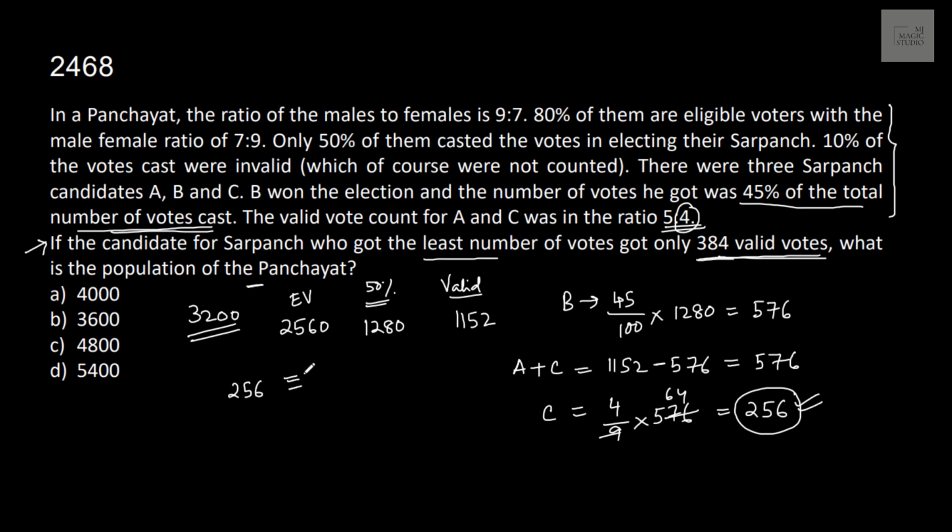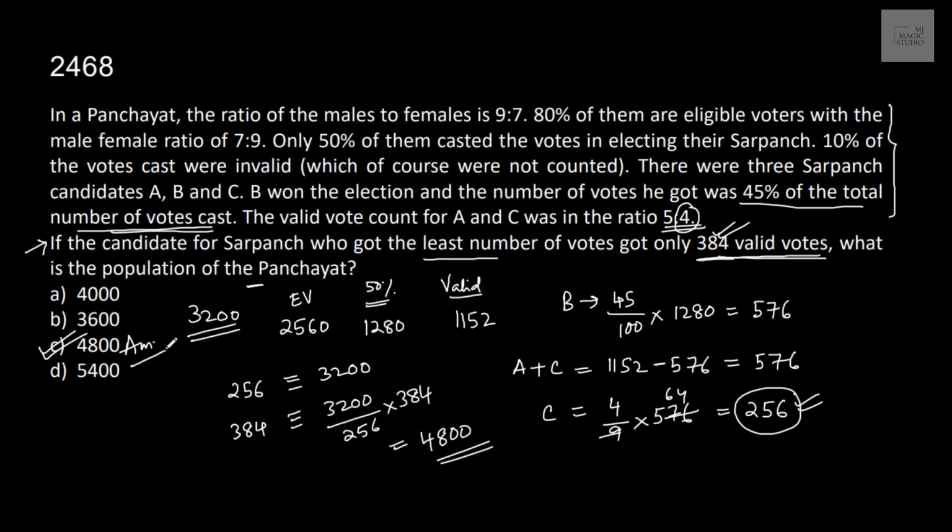So 256 is equivalent to population of 3200, but here 384 votes are received by C. So if there are 384, population should be 3200 by 256 into 384, and the value we'll get is 4800. What is the population of the panchayat? 4800, that is in option C.